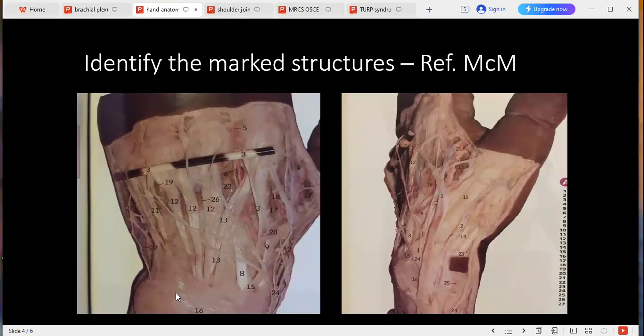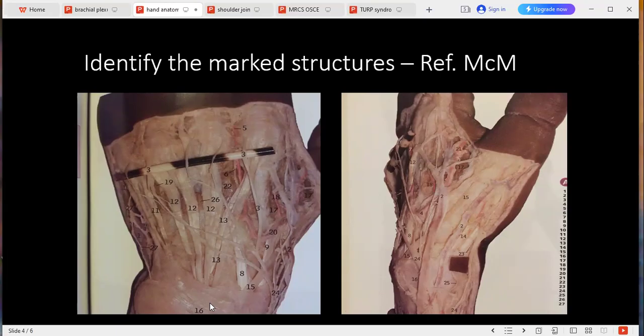Okay. If you can come over here on the picture B on the side, this is structure 16. Can you please identify it? This is extensor retinaculum. Please tell me the attachment of extensor retinaculum. Medially, it is attached to the ulnar styloid process, and laterally it is attached to the radial styloid process.